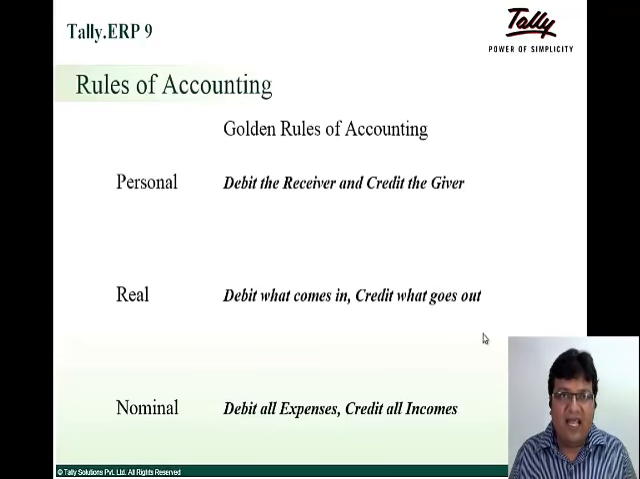So rent as an income will follow the rule of accounting of nominal account, which is debit all expenses and credit all incomes. So now rent being an income will be credited for rupees 10,000, and cash being an asset, a real account, we follow the rule of accounting for real account, that is debit what comes in and credit what goes out. Now since cash is coming into my business, I will debit the cash account.